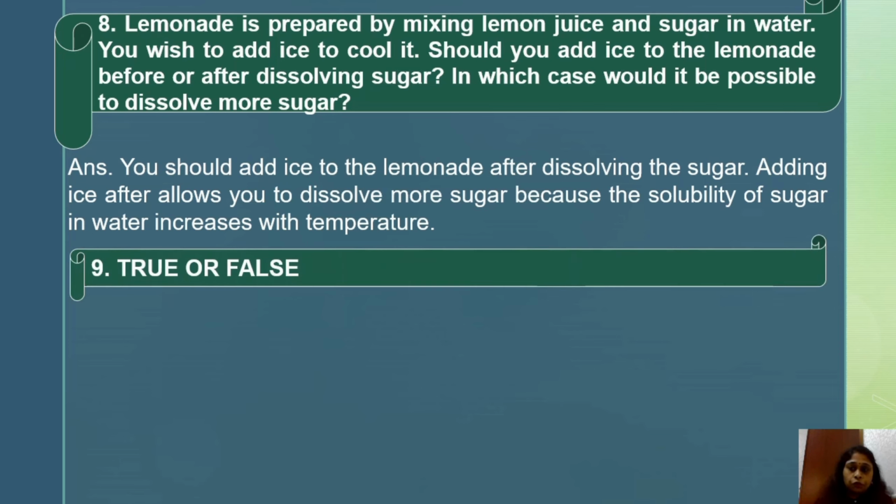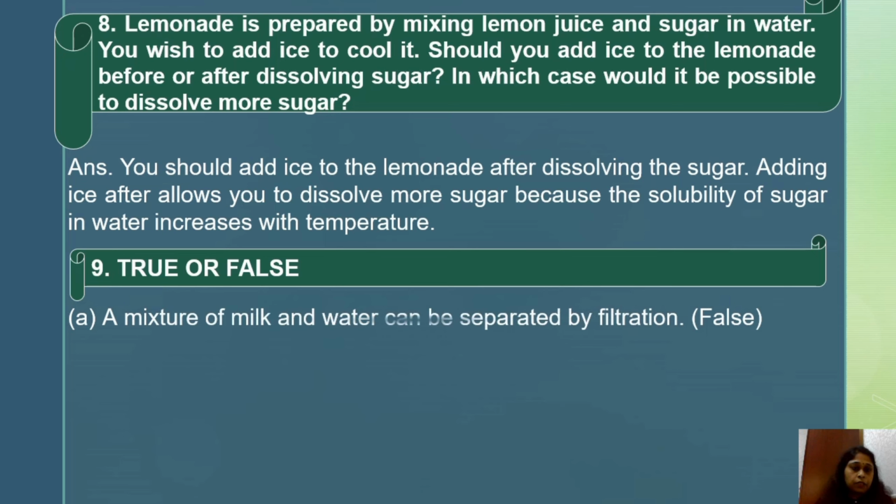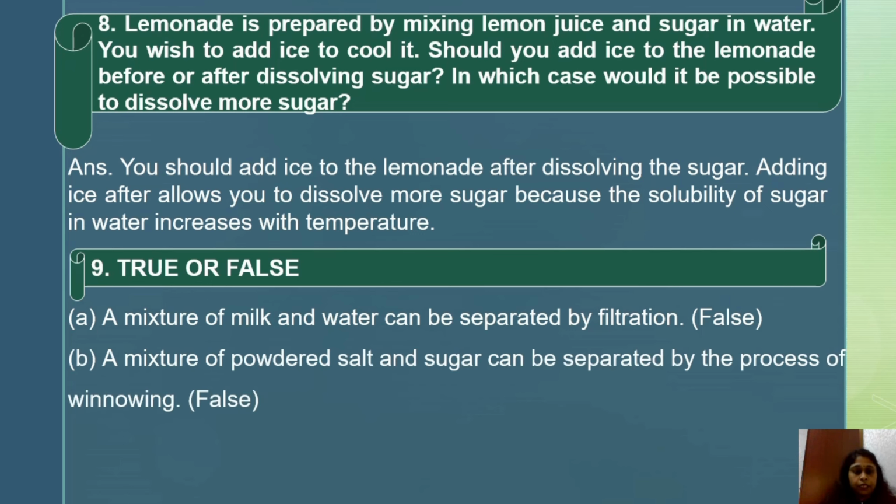Next is a true or false question. The first question is, a mixture of milk and water can be separated by filtration. No, it is false. B, a mixture of powdered salt and sugar can be separated by the process of winnowing. No, it is false.